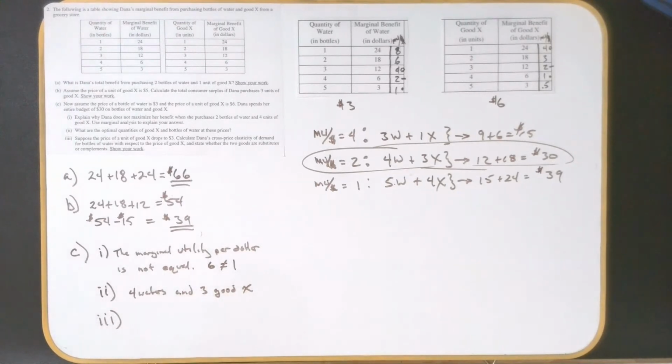Okay. Number 3 says, now suppose the unit of good X drops to $3. Calculate Dana's cross-price elasticity of demand for water bottles with respect to the price of good X and state whether the 2 goods are substitutes or complements.